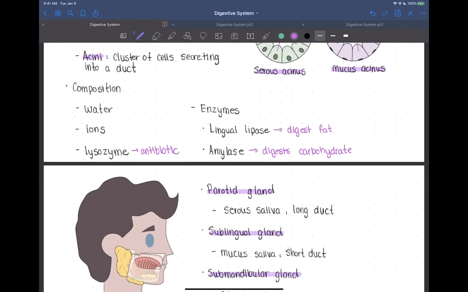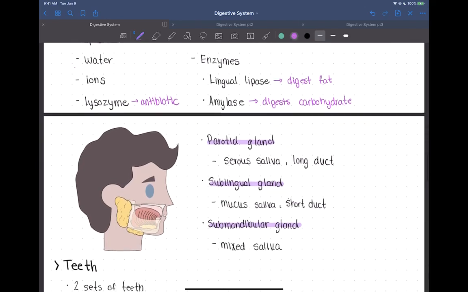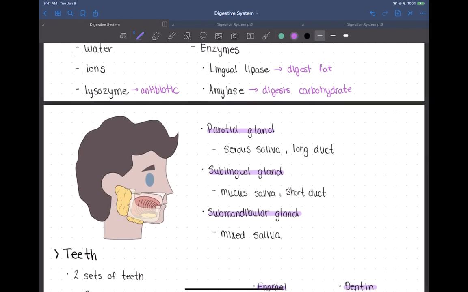Okay, so there are 3 different salivary glands. Let's talk about where they're located and what they produce. The first one is the parotid gland. The way to remember what each of these produces is by how long their duct is. The longer the duct, the more watery that saliva would need to be to easily travel through that long duct. And the parotid gland has the longest duct.